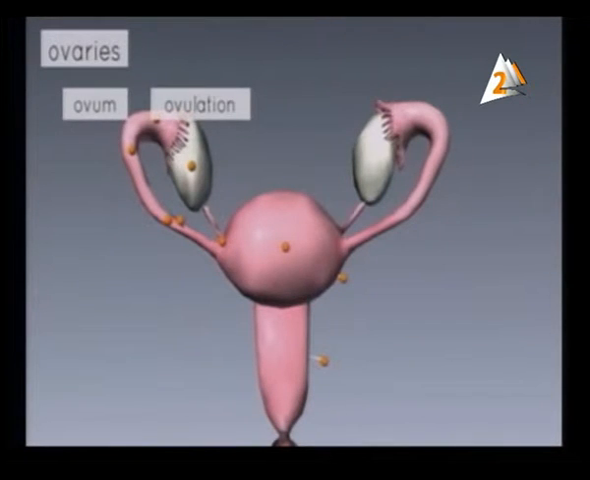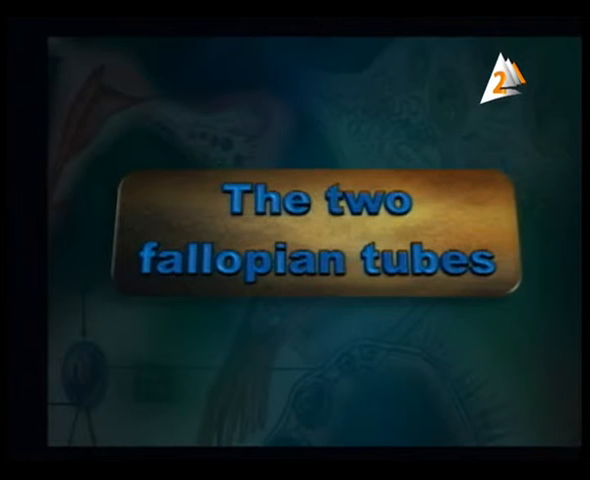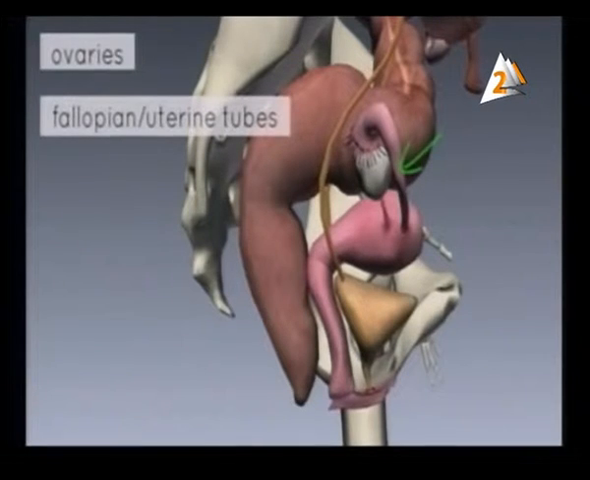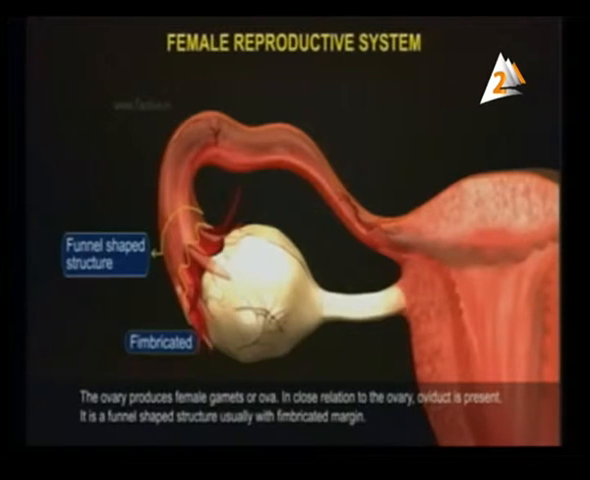The two fallopian tubes, this is the second part after the ovaries. They come out from the two sides of the uterus, and are also called oviducts. At the tip of each oviduct there is a funnel-shaped opening, which contains protrusions like fingers.